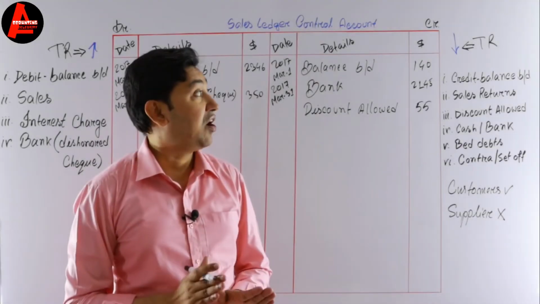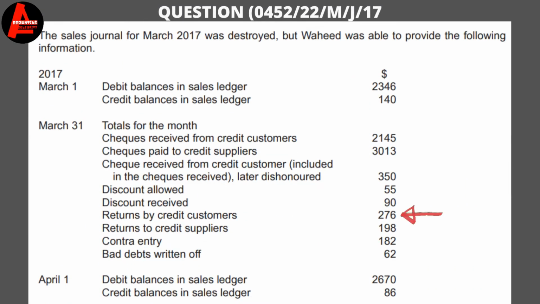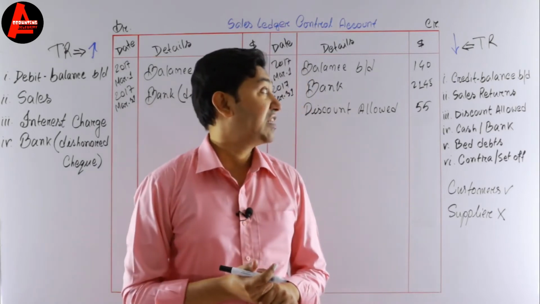Okay, so over. Next one is we have here our discount receipt. Discount receipt comes only in the purchase ledger control account, not in the sales ledger control account. Okay, so don't forget. Next one is returns by credit customer. Yes, it will be recorded. So value is 276.